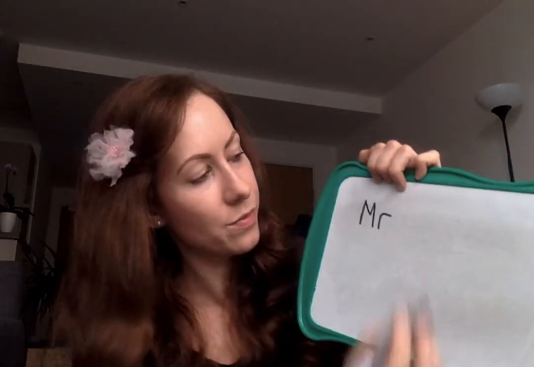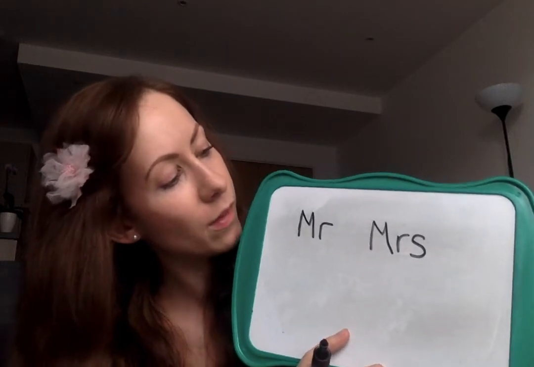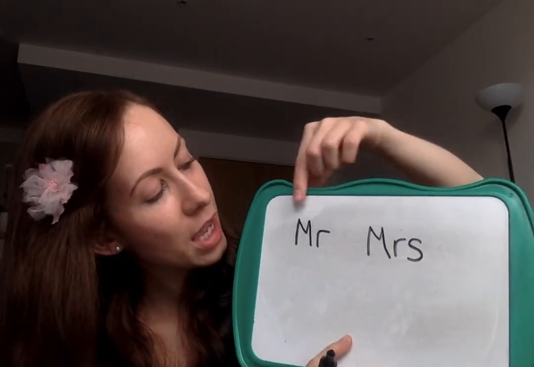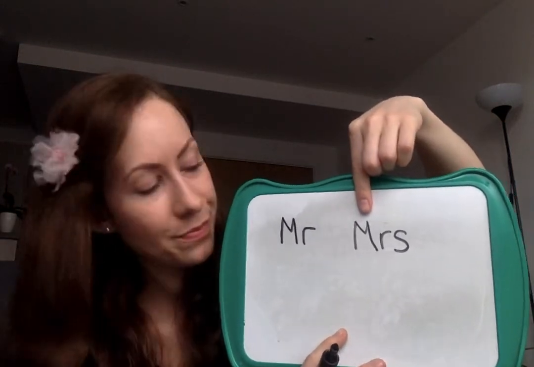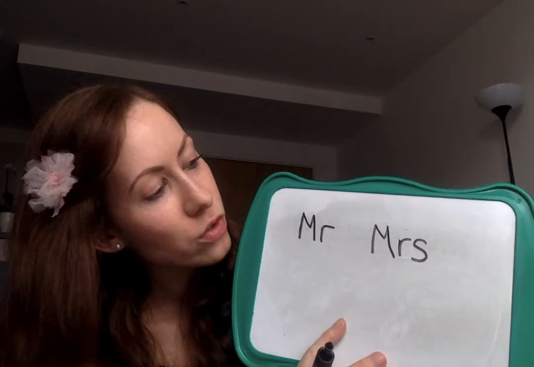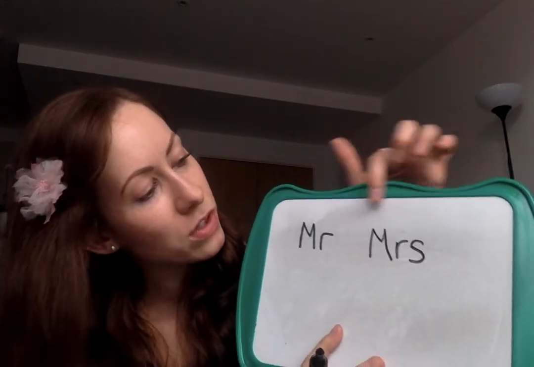Now, let's have a quick look over a couple of tricky words. I think we did these briefly before, so let's have a little recap. Do we know this one? Okay, this one is Mr. This one is Mrs. So these are the ones that you can't sound out. The titles, the things that adults use at the beginning of their names. When you're grown up, you'll have one too.